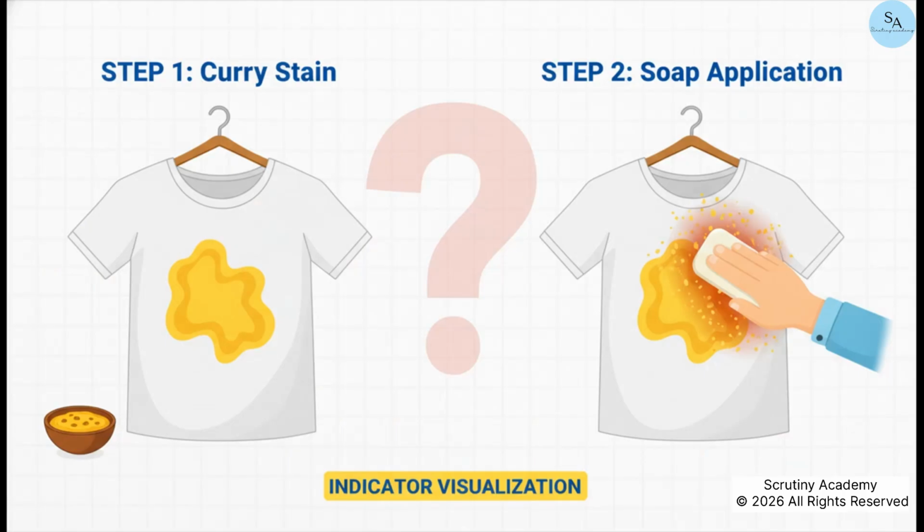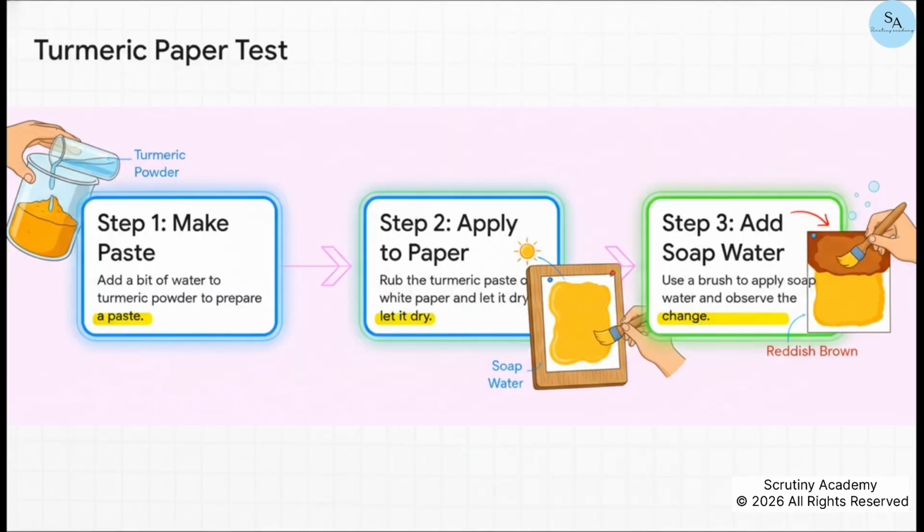This might sound really familiar to you. You spill something with turmeric in it, like a curry, on a white shirt. You go to wash it with soap, and bam, suddenly that yellow stain flares up into a bright red spot. What in the world is going on there? We can actually recreate this exact same effect with a super simple experiment. You just make a paste with some turmeric, spread it on a piece of paper, let it dry, and then just paint a little bit of soap water on it.